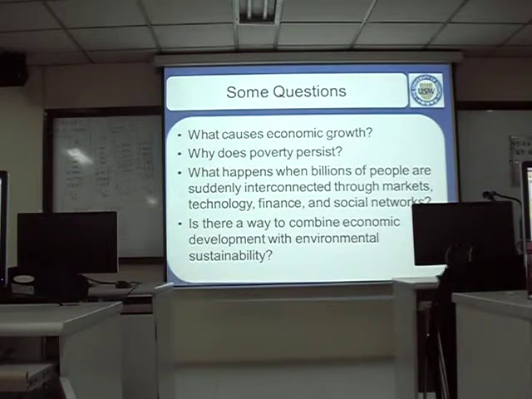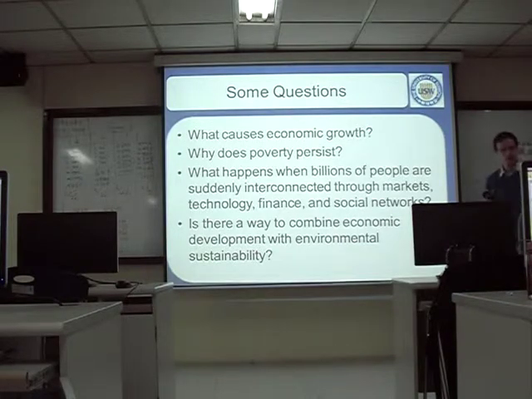So in this area, we think about these questions. What causes economic growth? Why do we have poverty? And why does poverty continue? Actually, in the last 10 years, the UN had some Millennium Development Goals, which was to reduce poverty by so many million people. They did quite well on this goal, especially in countries like China. The number of people living on less than a dollar a day went down a lot.